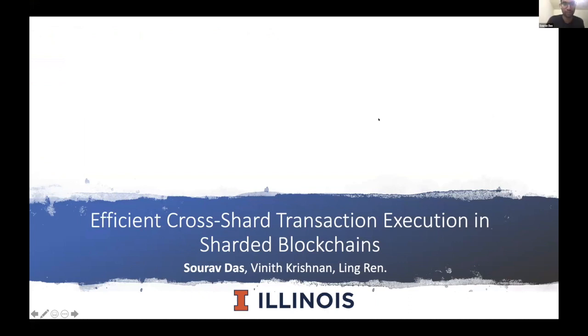Hi everyone. Today I'll talk about how to efficiently execute cross-shard transactions in sharded blockchains. This is joint work with Vinit Krishnan and Lingren, and we are all from UIUC.